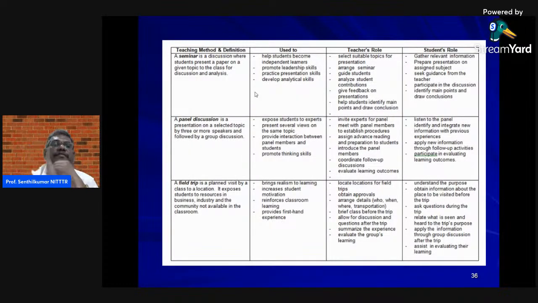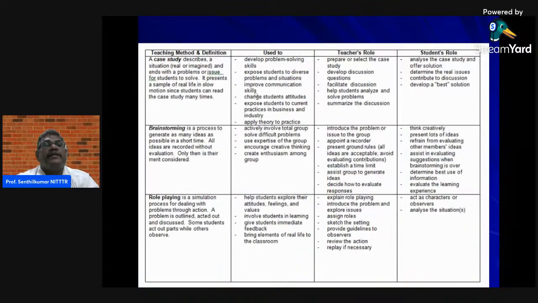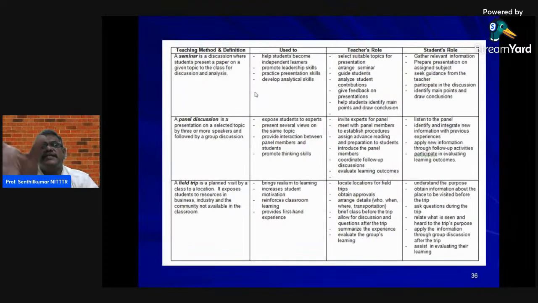There are different types of teaching methods: the seminar method, panel discussion, field trip, case study, brainstorming, and role playing. In a seminar, the student presents a paper on a given topic to the class for discussion and analysis. The teacher selects suitable topics for presentation, arranges the seminar, guides the student, analyzes student contribution, gives feedback on the presentation, and helps students identify main points and draw conclusions.